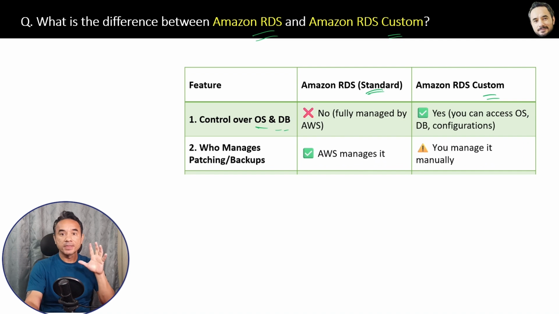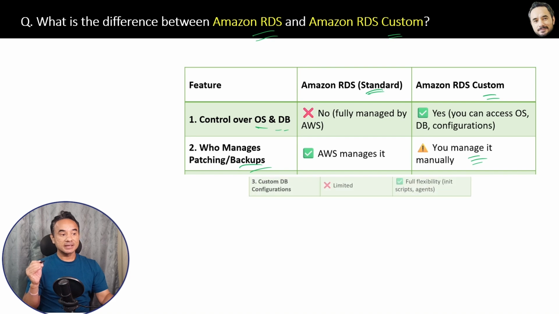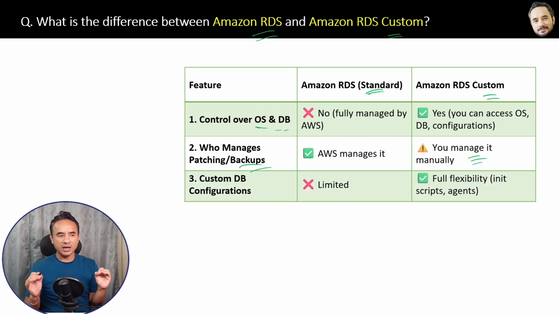Second difference is, for Amazon RDS, AWS manages the patching and the backups. You manage it for Amazon RDS Custom, okay? The backups, the patching, everything, okay? Next, custom DB configurations are very limited. You can't customize too much in normal RDS, standard RDS, but you have full flexibility for modifying custom configurations in RDS Custom, okay?